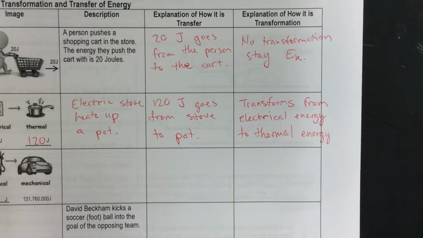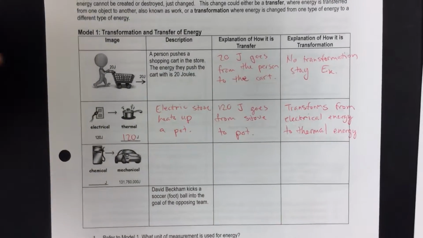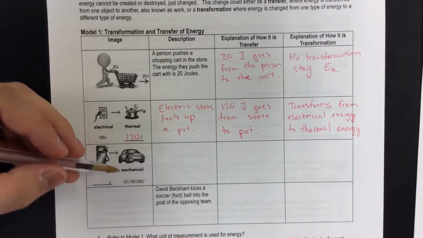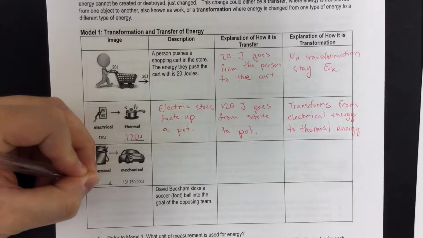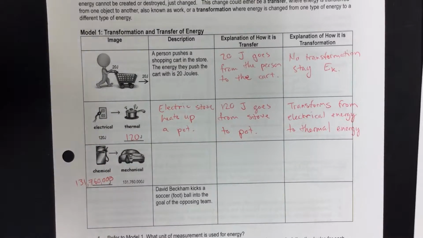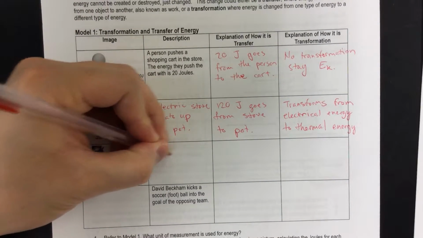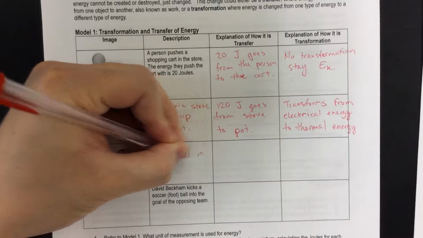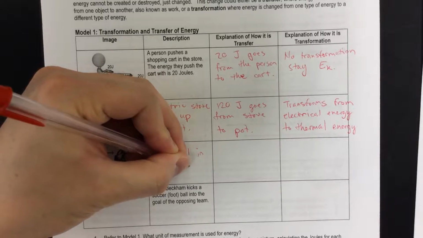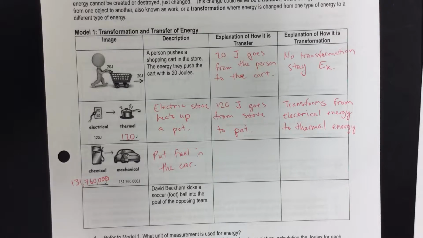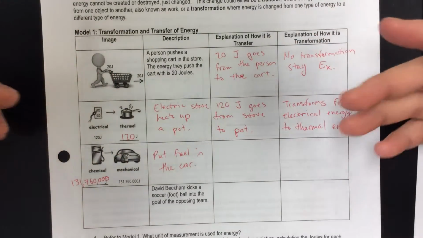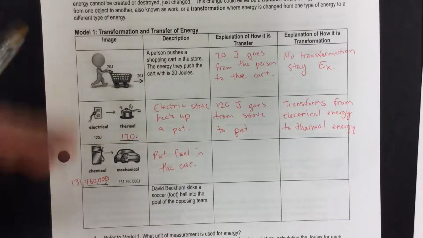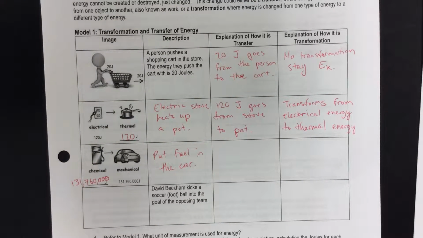All right. How about the case of the car? Your 131,760 joules. I'll say that's pretty much where the energy came from. Okay, so put fuel in the car. I try to be pretty concise with my answers here. Some of you guys are writing pages of stuff. It's just a bunch of fluff. Don't fluff it up. You're putting fuel in a car. That's it. Okay.